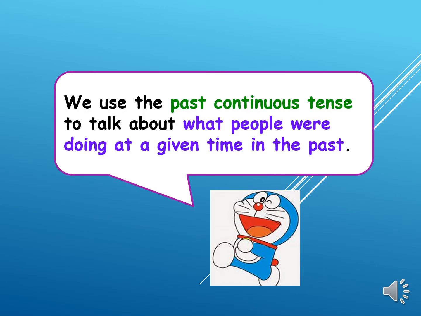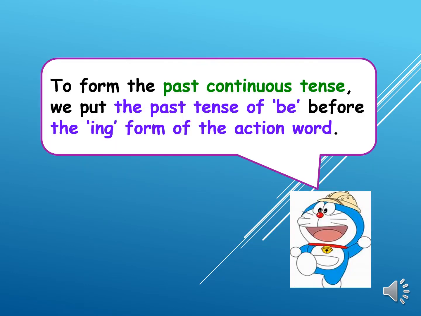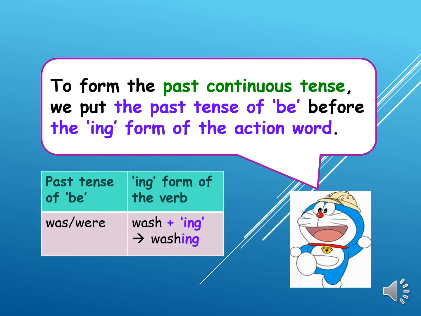We use the past continuous tense to talk about what people were doing at a given time in the past. To form the past continuous tense, we put the past tense of be before the ing form of the action word. The past tense of be are was and were, and the ing form of the verb is just put ing after the verb.